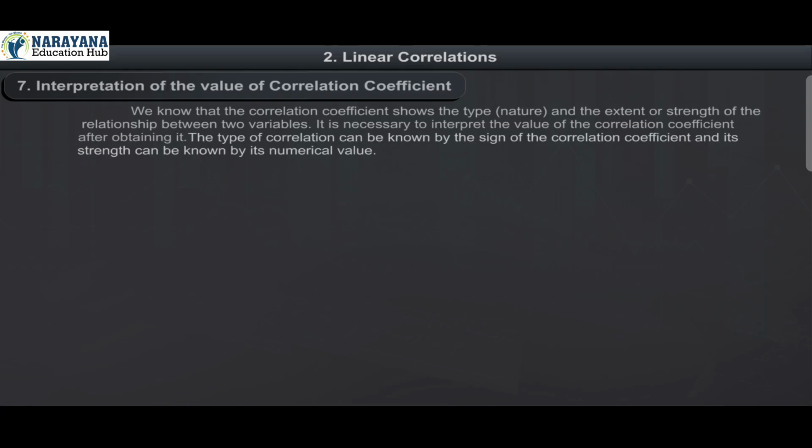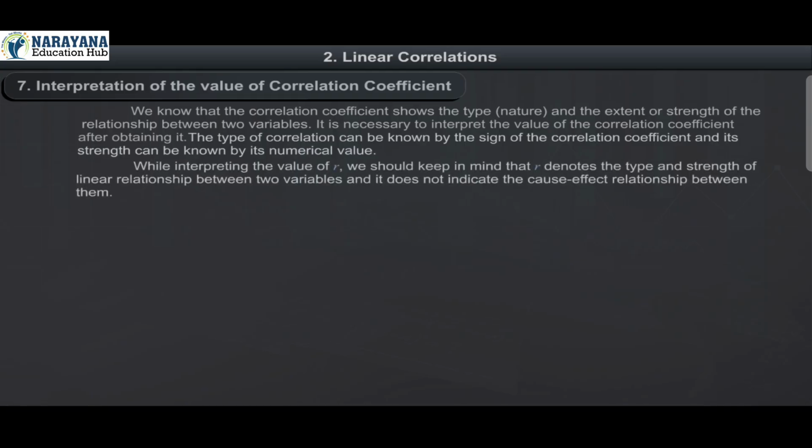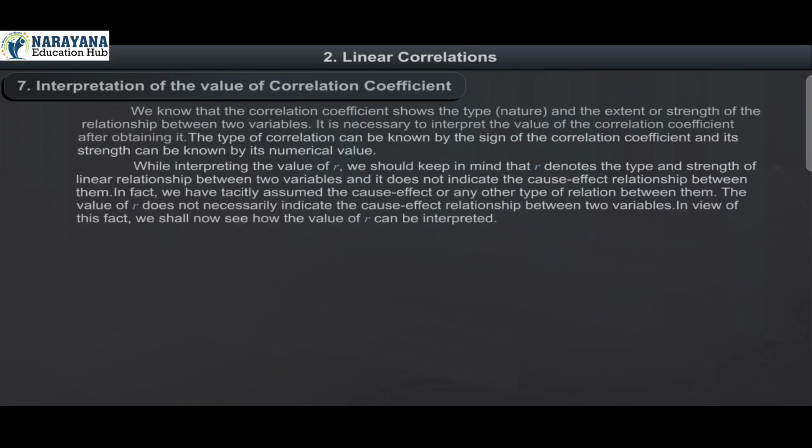by its numerical value. While interpreting the value of R, we should keep in mind that R denotes the type and strength of linear relation between two variables, and it does not indicate the cause-effect relationship between them. In fact, we have tacitly assumed the cause-effect or any other type of relation between them. The value of R does not necessarily indicate the cause-effect relationship between two variables. In view of this fact, we shall now see how the value of R can be interpreted.